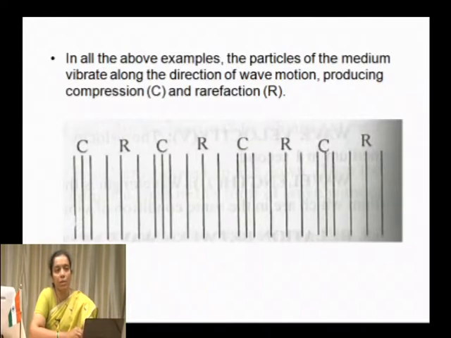The C represents the compression of the medium and R represents the rarefaction of the medium. So, the distance between two consecutive compressions or two consecutive rarefactions is called the wavelength, lambda.